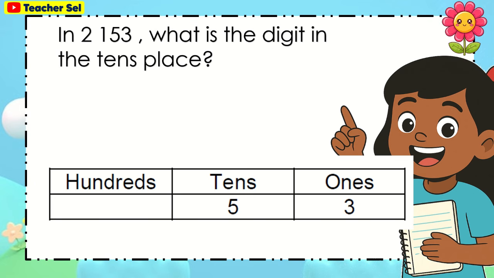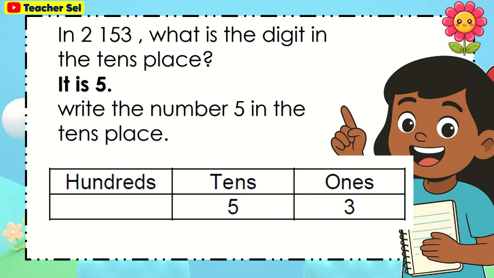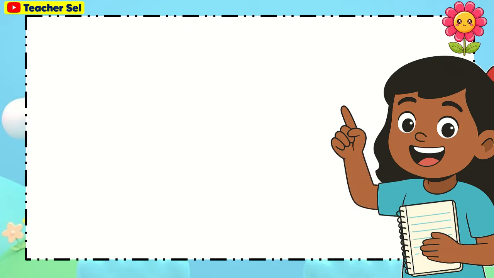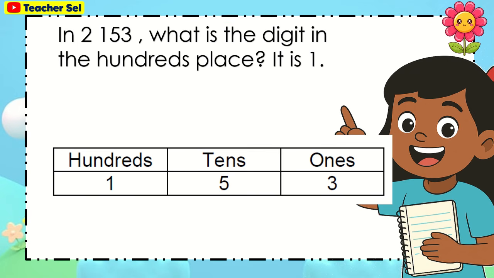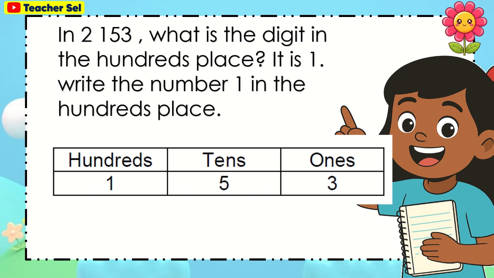In 2,153, what is the digit in the tens place? It is 5. Write the number 5 in the tens place. In 2,153, what is the digit in the hundreds place? It is 1. Write the number 1 in the hundreds place.